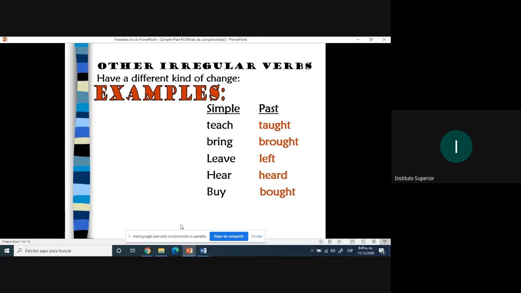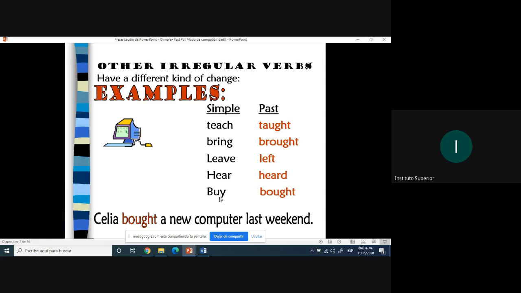Then, I remember I bought some of those things. Now we are talking in the past, remember: buy, bought. Okay, very good. So keep on moving. Celia bought a new computer last week. Be careful with the simple past. Very, very basic, but tricky somehow.